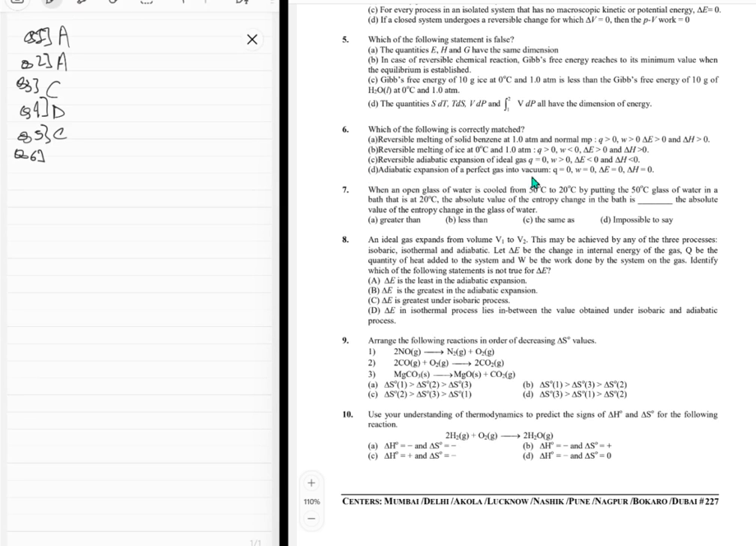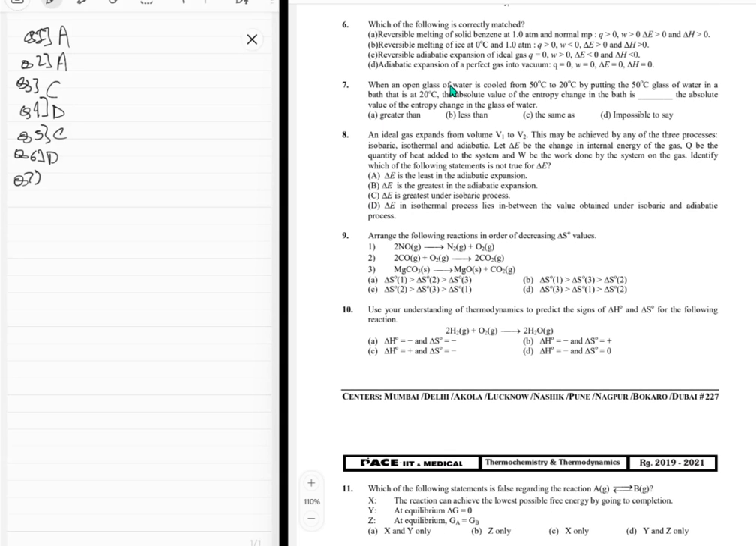Adiabatic expansion of perfect gas into vacuum. Into vacuum, huh? So Q equal to zero. Yes, there's nothing that can give it heat. W equal to zero. Yes, there's nothing working against its expansion. Delta E equal to zero. Of course, where will the energy go? It can't radiate directly, right? We are not taking that into consideration. So delta E is zero, in fact. It's not positive or negative. Delta H is zero, of course. If delta E is zero, then gamma times that is also zero. So D works. D.